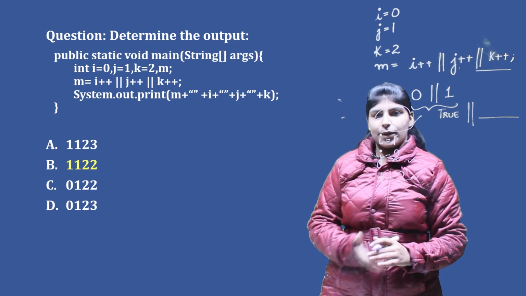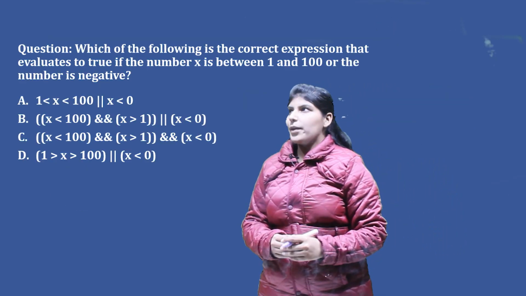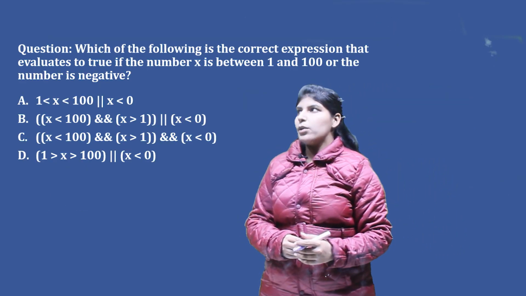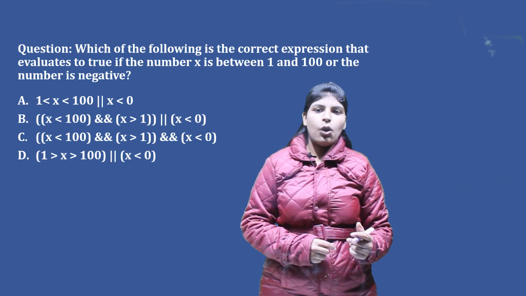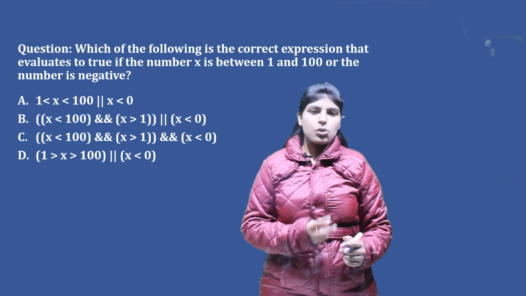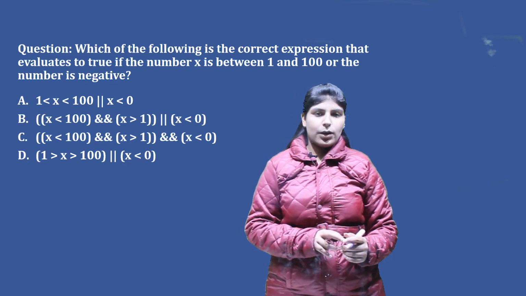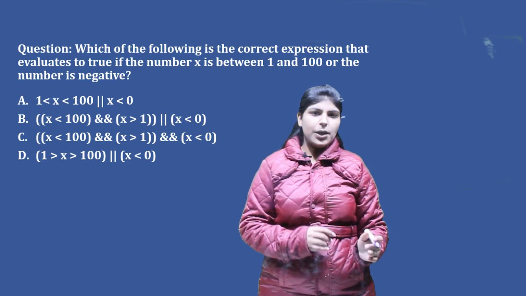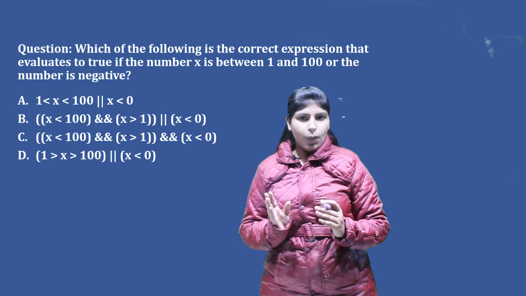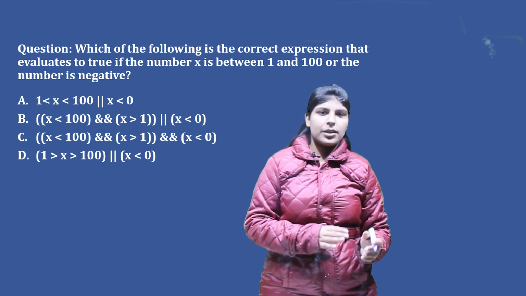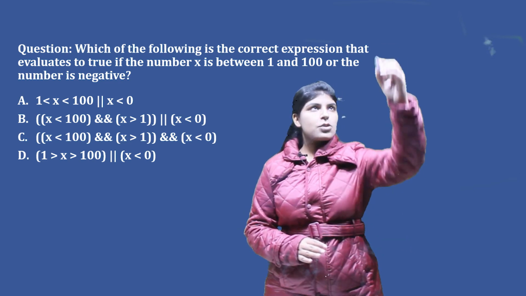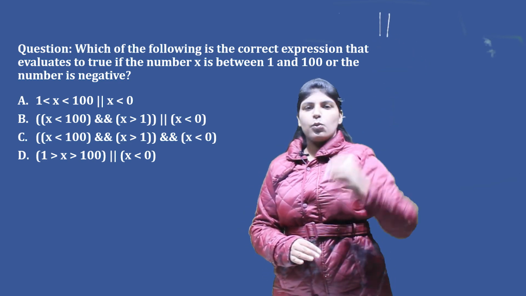So let's see the next question. Which of the following is the correct expression that evaluates to true if the number x is between 1 and 100 or the number is negative? So x should follow either of these two conditions. In that case it should be true. So it has to follow either the first condition that it should be between 1 and 100 or the second condition that it should be negative. So I have to put an OR symbol between the two conditions.